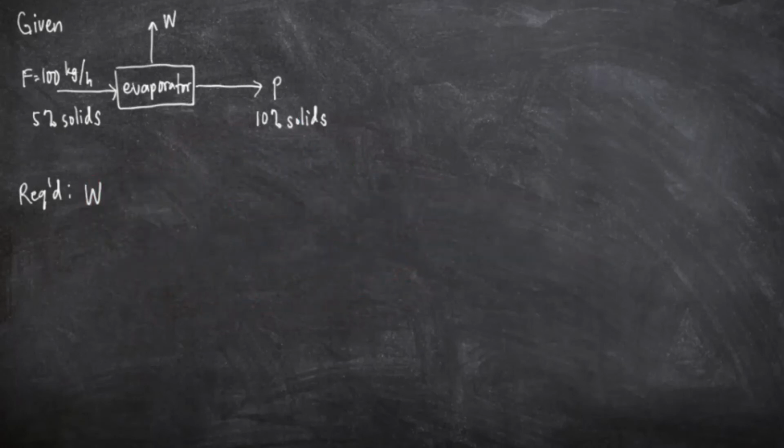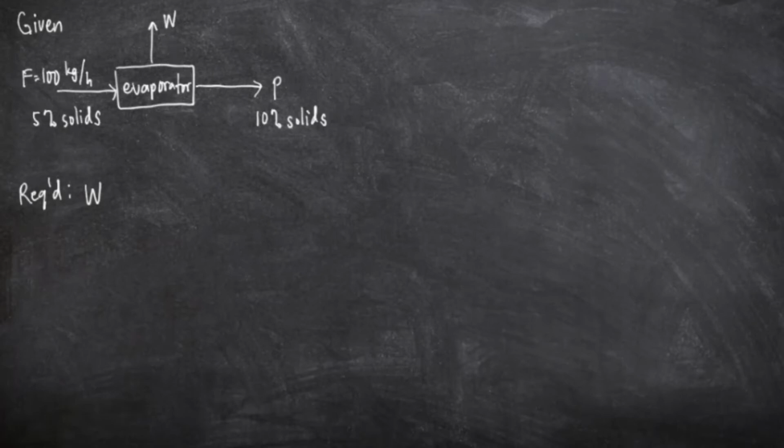Here is our diagram for the problem. In general, for an evaporator, we have three streams. We have the feed stream, which is a dilute solution. We have the product stream, which is the more concentrated solution. And we also have the water vapor stream. This water vapor stream is the water, or the solvent, that is taken out of the dilute stream.